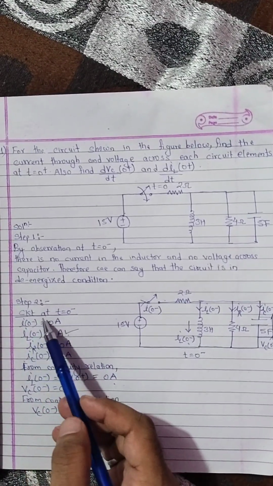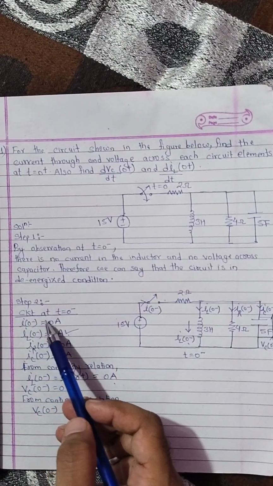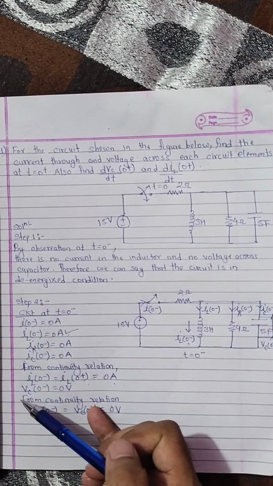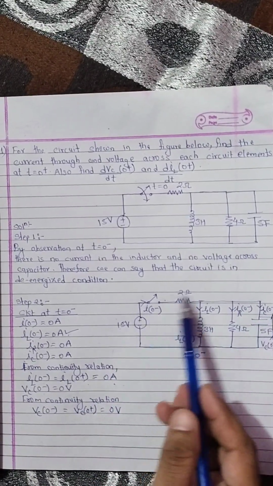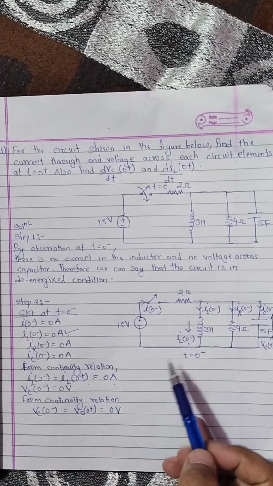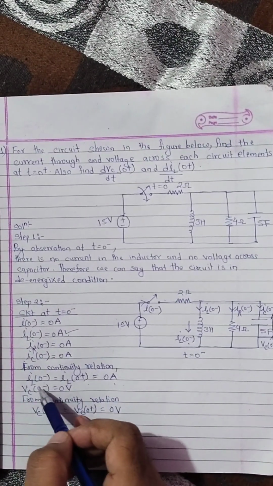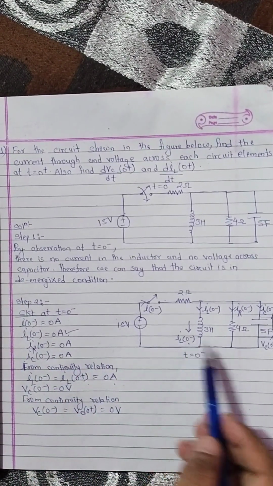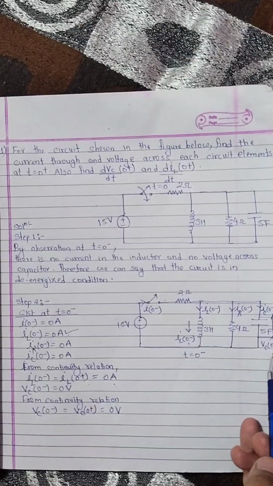So in step 2 we have to draw the circuit at t equals 0 minus, and we have to calculate first of all this branch current, and finally we will calculate IL(0-) and VC(0-).